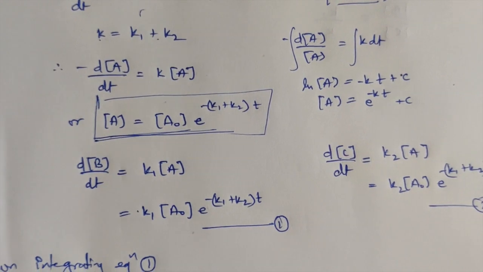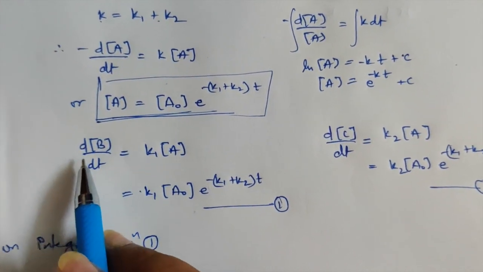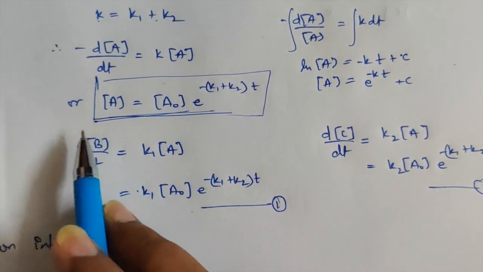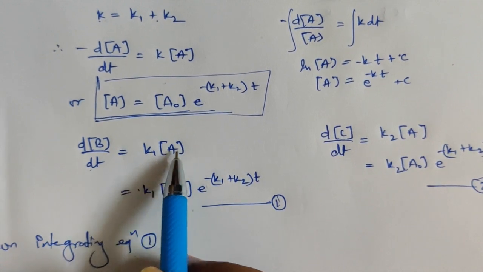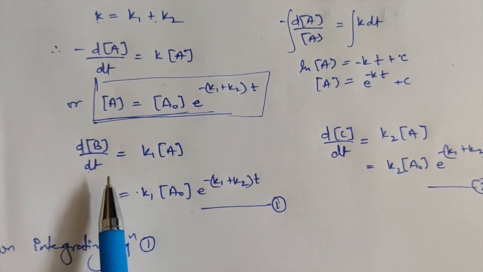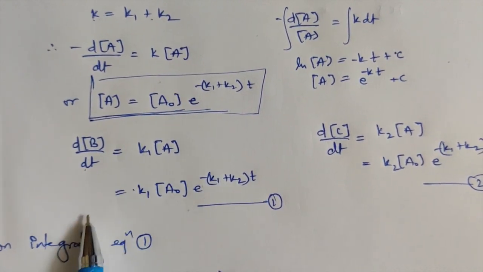Now let's talk about the concentration of B. If you have to calculate for B, how will you get that? dB by dt is equal to k1 into A, so how will you do this? Just integrate this equation again.